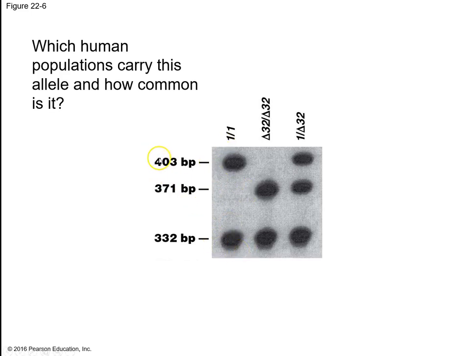So they basically know that if they see this 403 base pair fragment and a 332 base pair fragment, this individual has both normal alleles. If they see this 371 base pair fragment and also the 332, then this person has both mutant alleles, okay? However, if they see three fragments here, a 403 base pair, a 371 base pair, and a 332 base pair, this individual is a heterozygote, okay? And so they're able to genotype these individuals for this CCR5 gene, okay?